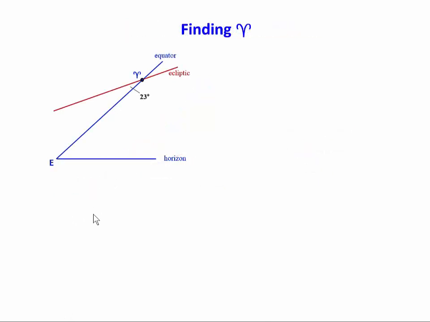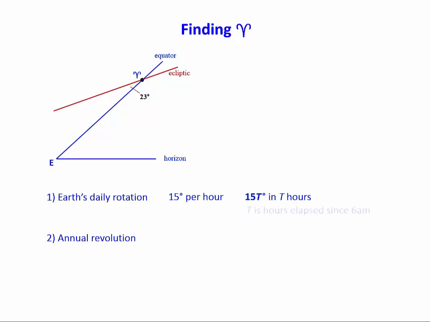So let's see how we're going to find Aries, the first point of Aries. Aries is subject to 2 motions. One is due to the Earth's daily rotation on its axis, and the other is due to the Earth's annual revolution around the Sun. The Earth's daily rotation, since the Earth does 360 degrees in a day, will be 15 degrees per hour. And so in t hours it will travel 15t degrees, where t is the number of hours elapsed since 6 a.m.